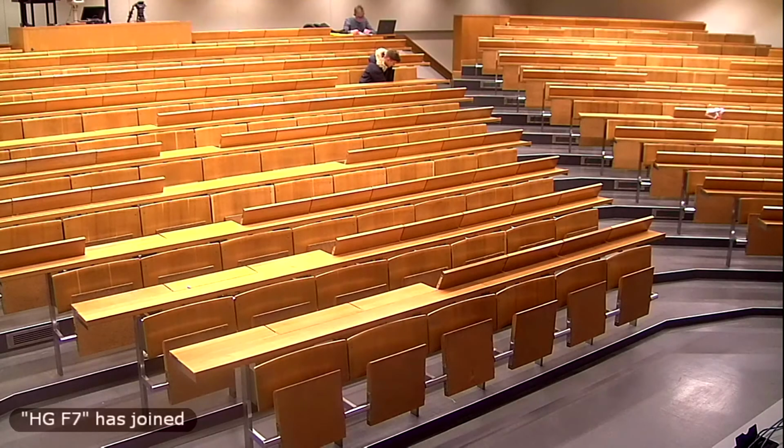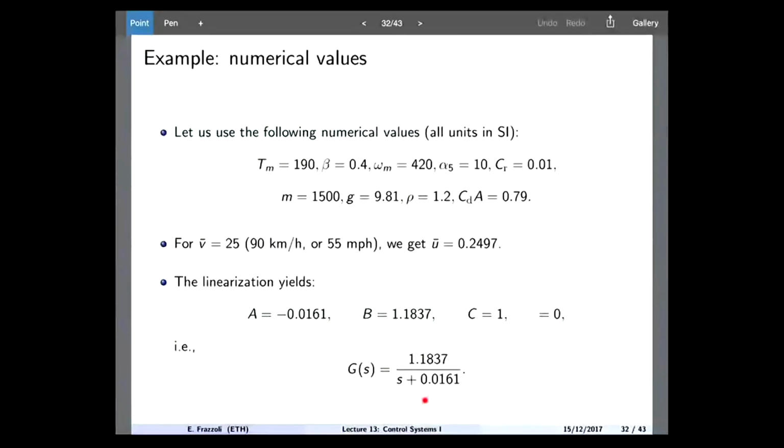Okay? What you get at the end of the day is A, B, C, D matrices like this, and you get this transfer function, okay? So, not surprisingly, the speed dynamics of a car are typically a first-order system, okay? Which you may have noticed, right? So what happens if you're driving at a certain speed and then you press the gas pedal by some angle?